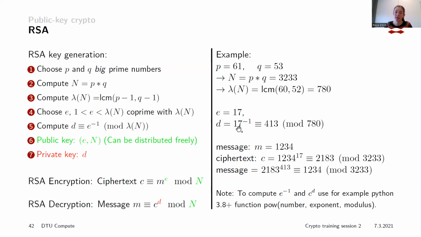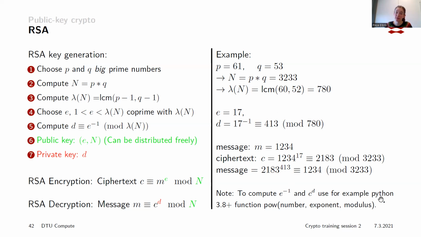D is then calculated as the inverse of E modulo lambda of N. And for this, there exist fast algorithms, but I'm not going to go into details with how these algorithms work. So what you might do is use Wolfram Alpha, which is what I usually do. It's a web page. Type in inverse modulo, and then it just gives it.